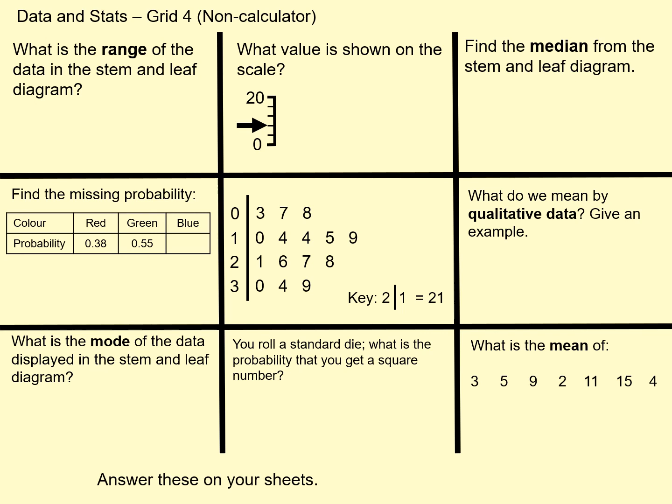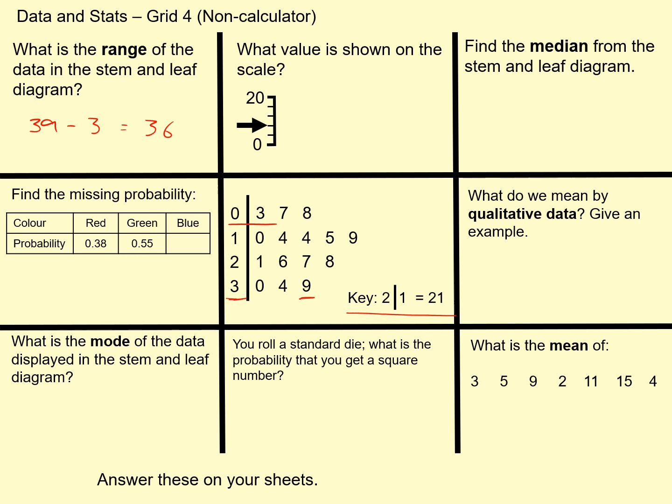Okay, so first up, we've got: what is the range of the data in the stem and leaf diagram? Well, let's have a look at the key down there in the middle. It says key 2 bar 1 equals 21. So we want the biggest value and the smallest value. The biggest value would be 3 bar 9. That represents 39. So the biggest value is 39. We want to take away the smallest value, which is 0 bar 3, so 3. 39 take away 3 is 36.